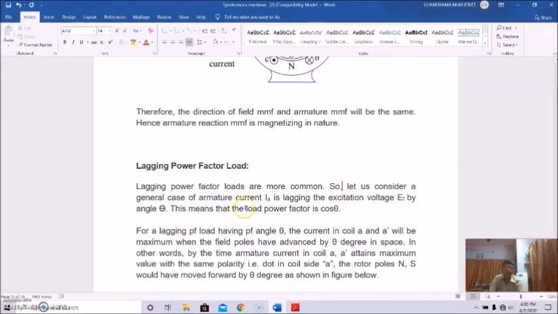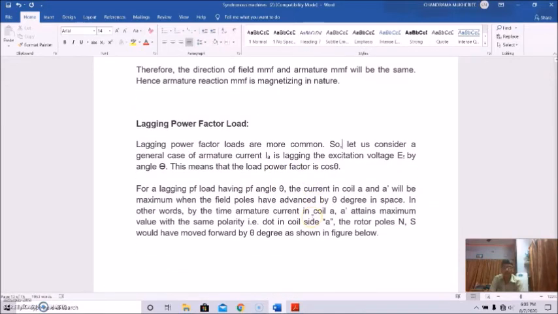of the armature current IA lagging the excitation EMF by angle theta. So this means that the load power factor is cos theta. So for a lagging power factor load having power factor angle theta, the current in coil A and A dash will be maximum when the field poles have advanced by 90 degrees in space.